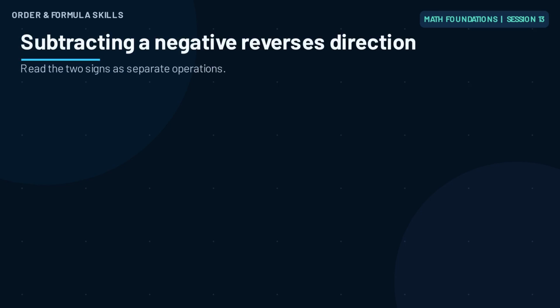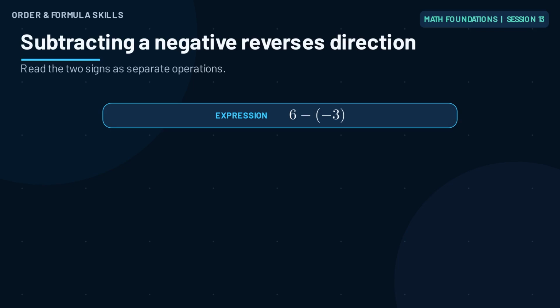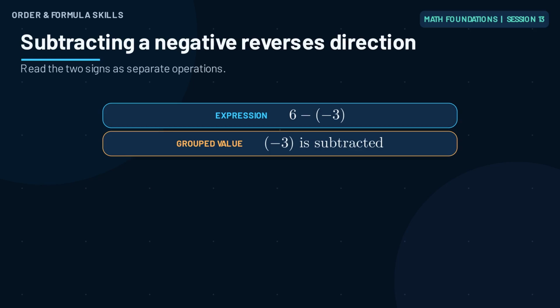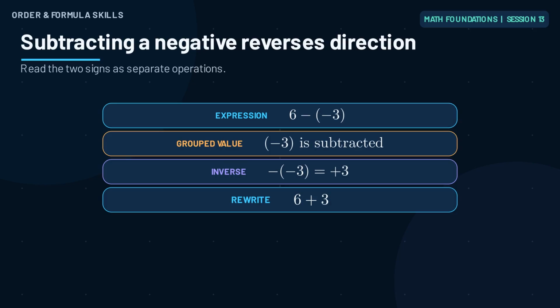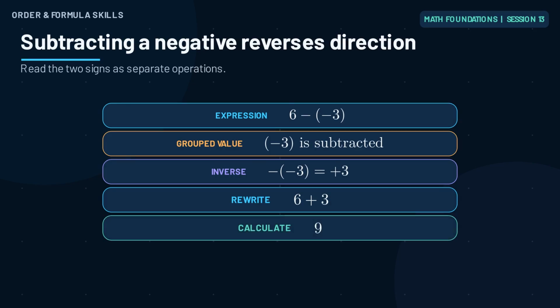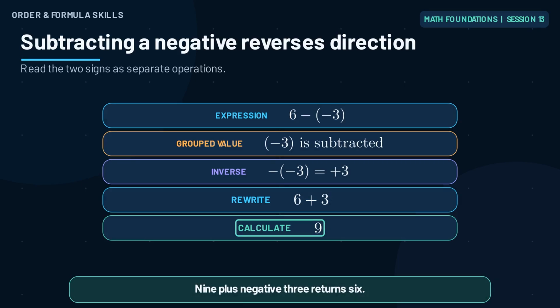Subtracting a negative reverses the direction associated with that negative value. Evaluate 6 minus -3. Parentheses show that -3 is the complete number being subtracted. Subtracting -3 is equivalent to adding +3. Rewrite the expression as 6 plus 3. 6 plus 3 equals 9. The value is +9. 9 plus -3 returns 6, confirming the inverse relationship. 2 adjacent negative signs represent subtraction of a negative, not one mysterious symbol.